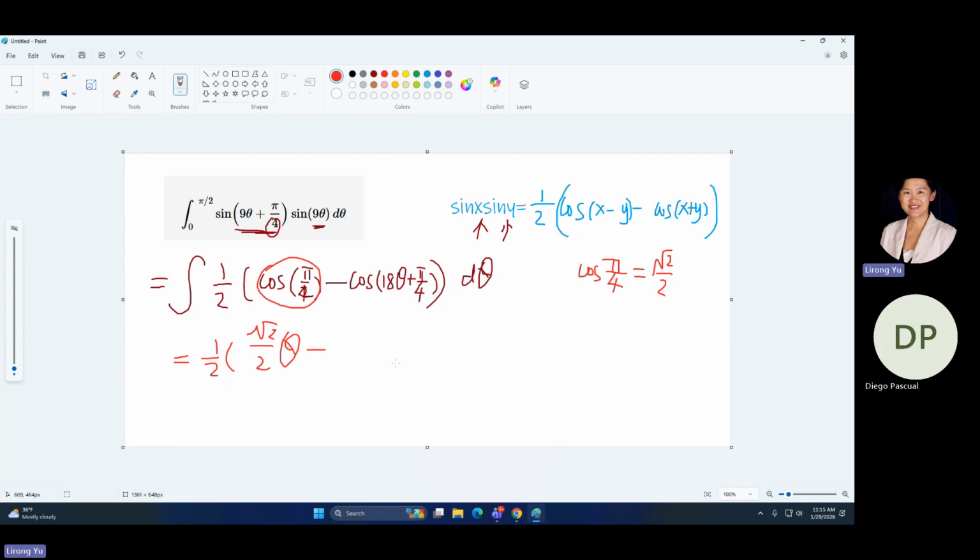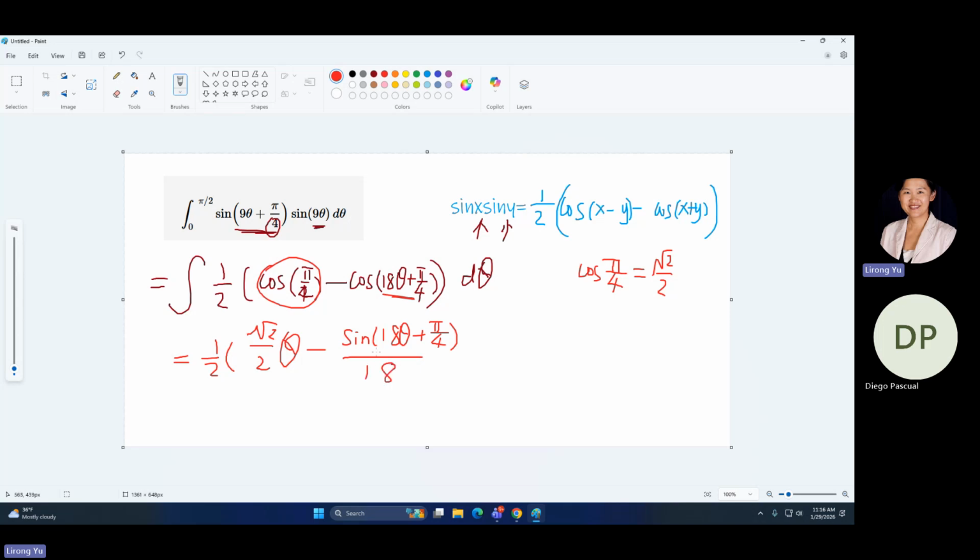So we now need to integrate the cosine. When you're integrating cosine, what's the antiderivative for cosine? Sine. So we will have sine of the same angle. When you're integrating, we don't change the inside of the function. So sine of 18 theta plus pi over 4. This is the same, it's an identical angle. But then on the outside, we're going to divide by 18.